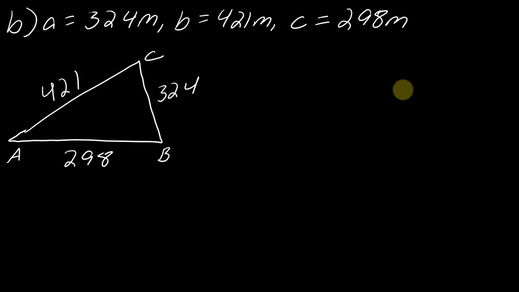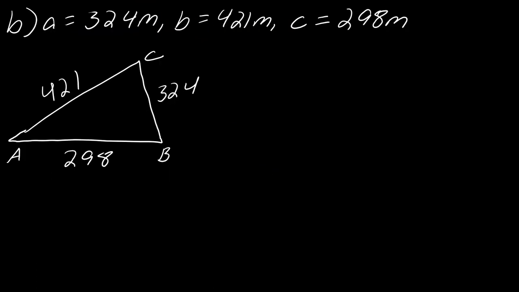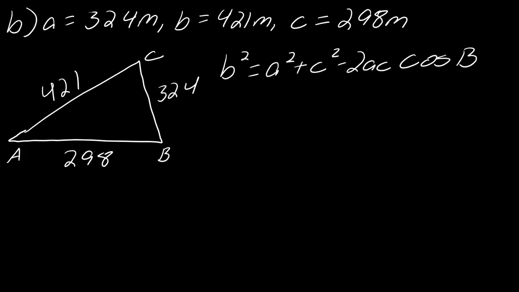And now in this case, I can see that side B is going to be the longest. So in my law of cosines formula, that's where I want to isolate. So I'm going to use this form of the formula. I will just jot that down, and now we can go through filling stuff in.